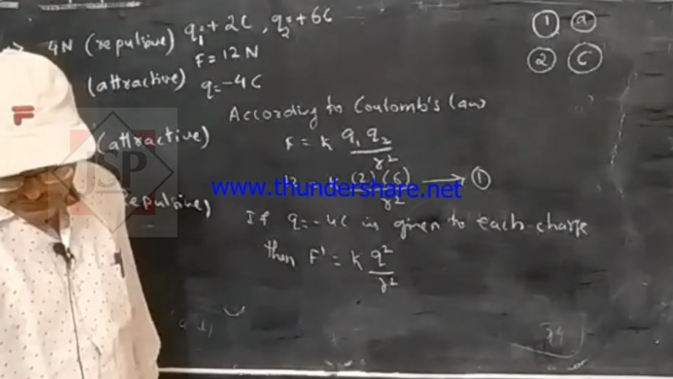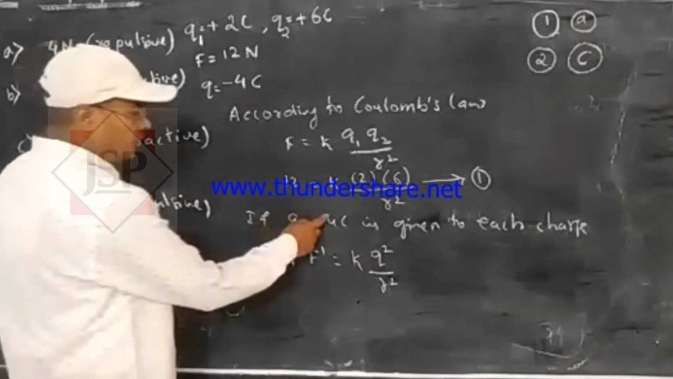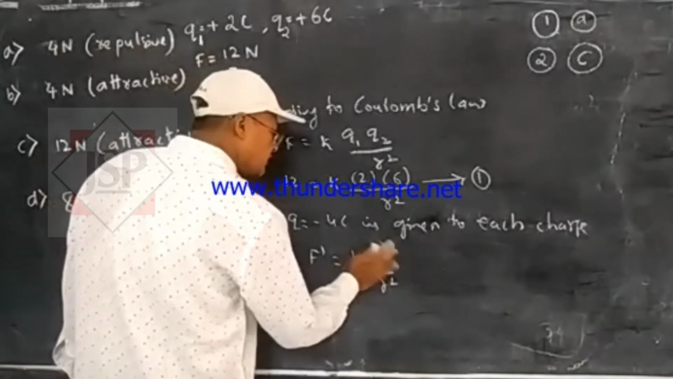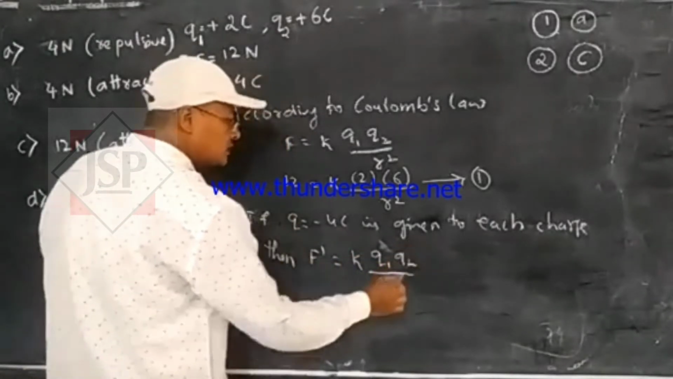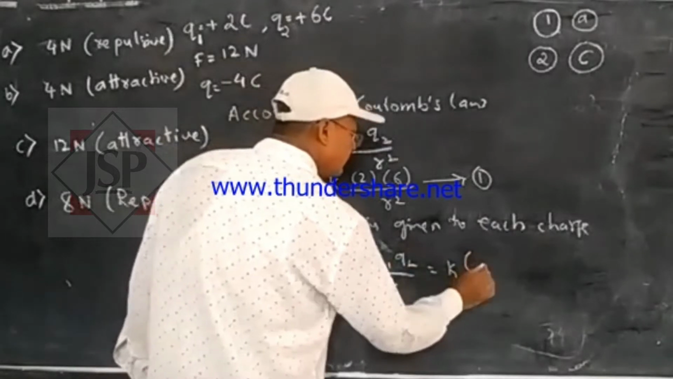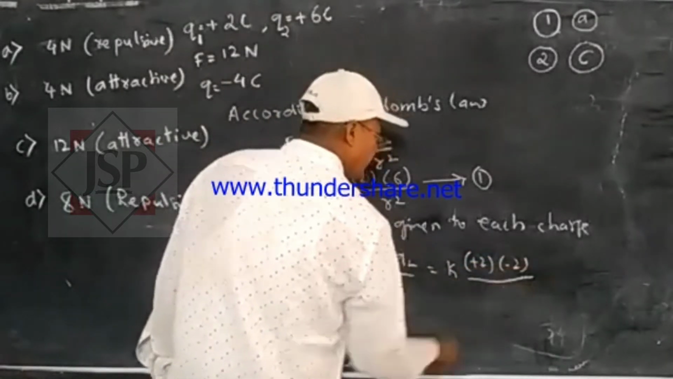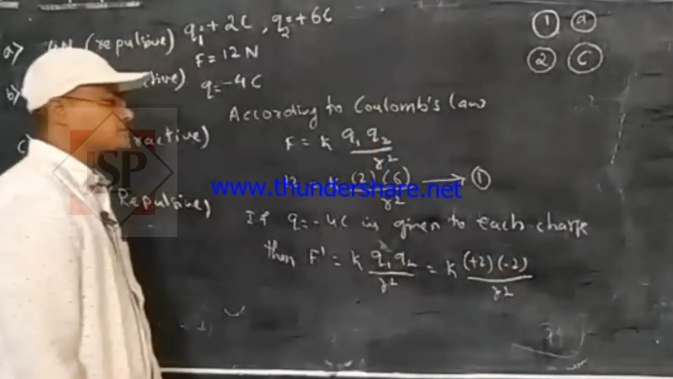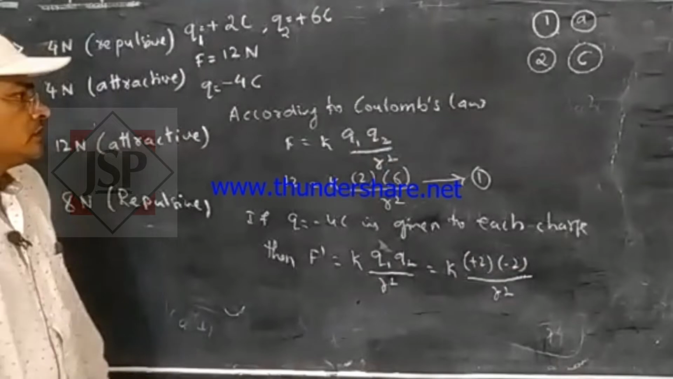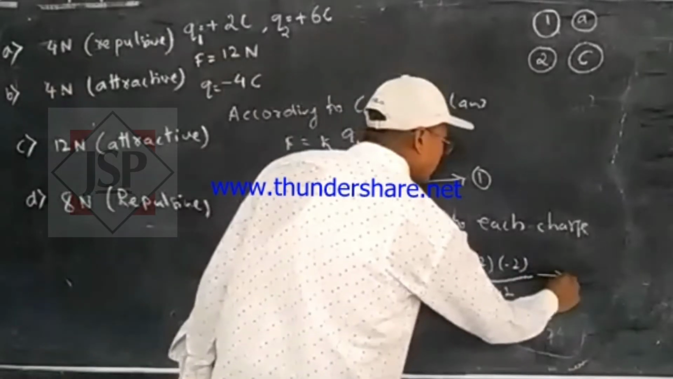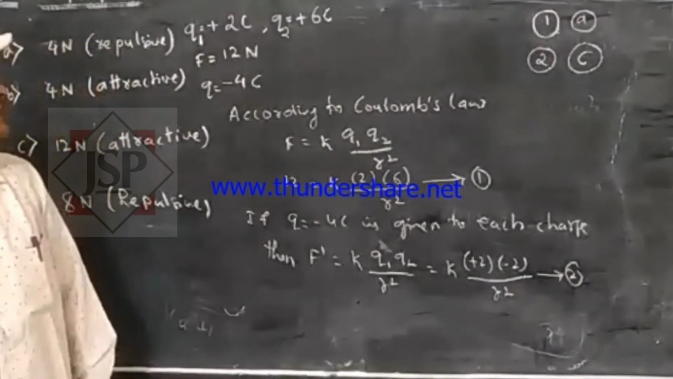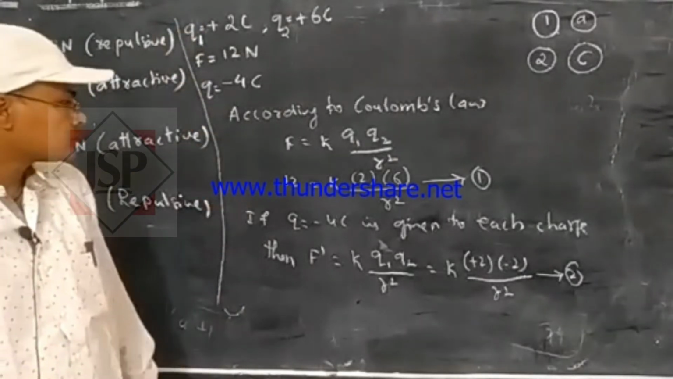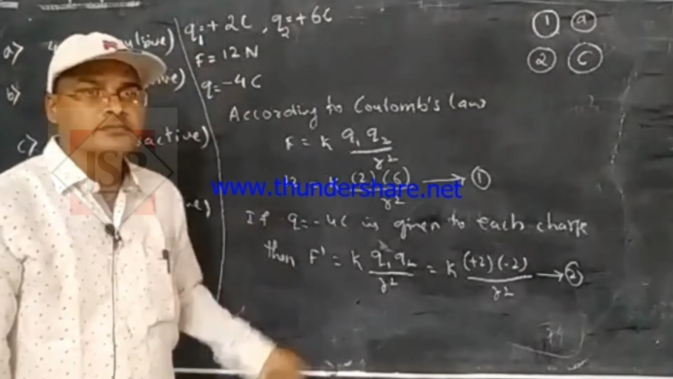So this minus 4 we can divide two ways. We can write down like this Q1 and Q2. So this is K, plus 2 minus 2, plus into minus we are getting, divided by R square. So this we can call equation 2. Please write down this. I hope you can follow up to this step.